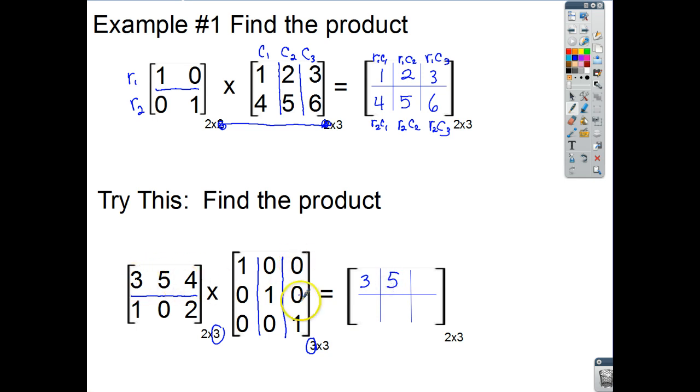Row 1, column 3, and it goes here. 3 times 0 is 0. 5 times 0 is 0. 4 times 1 is 4. 0 plus 0 plus 4 is 4.